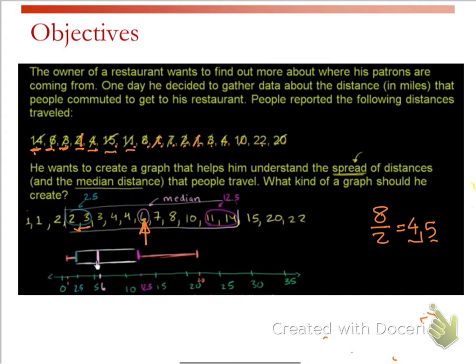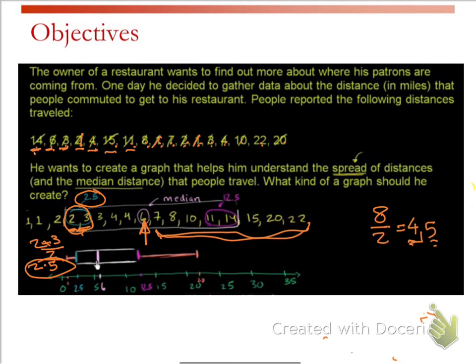So term number 4 and term number 5, which are 2 and 3, will be the median. So the median here will be 2 plus 3, the average of them, divided by 2, which is 2.5. Okay? So this is the median of this side. Let us look at the right side as well. I also want to get the median of these 8 numbers.